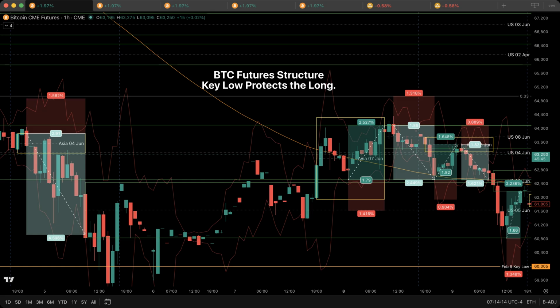June 9th US forms between June 4th US lower memory and June 5th US upper memory. It compresses. It overlaps. Price tests June 5th US lower boundary. It reacts. It returns toward June 9th US lower boundary. Long setup. Entry: June 5th US lower boundary. Stop: February 5th key low. Target: June 9th US lower boundary. Risk-reward ratio 1.66.